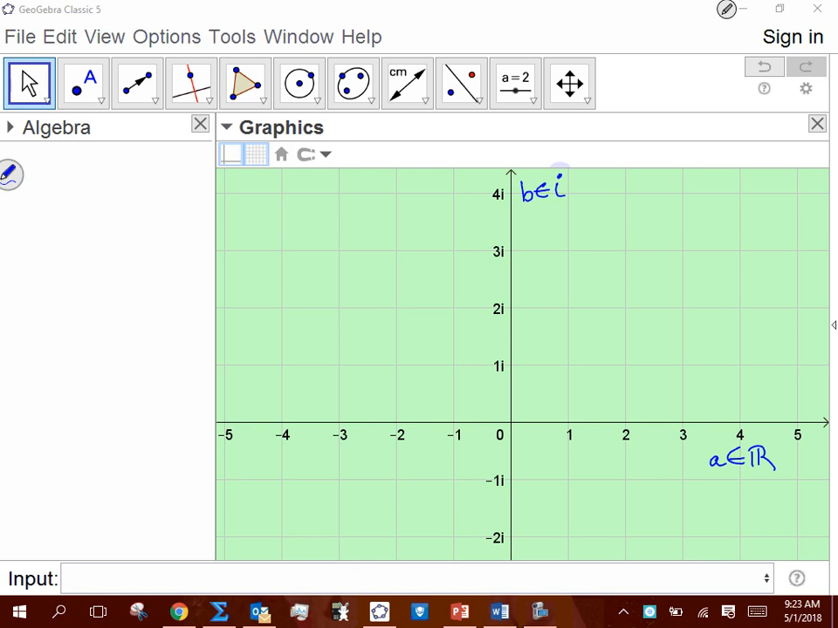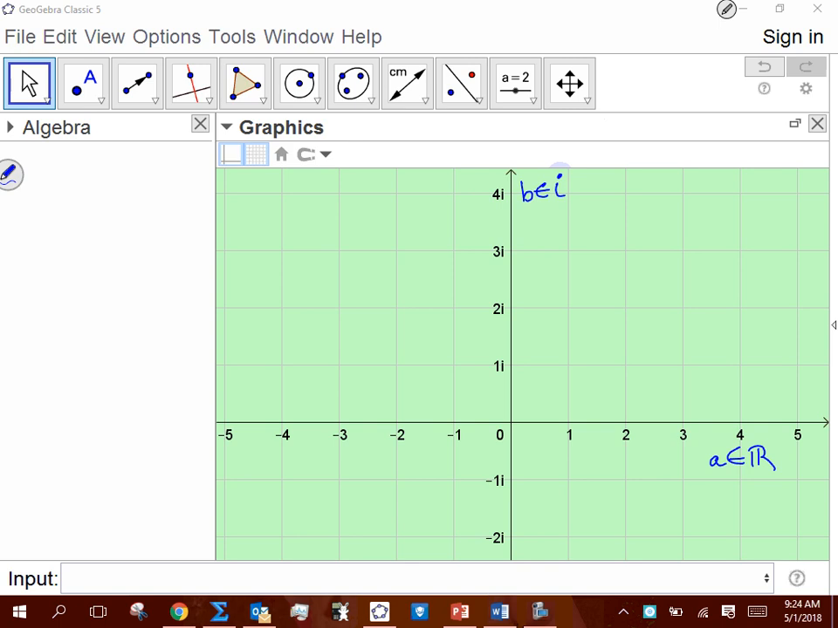Let's just say b is an element of the imaginaries. So your y-axis is removed and replaced with what we call our imaginary axis. And now that is the complex point. It is very similar looking to the xy point, the Cartesian. This is what we call the complex point.